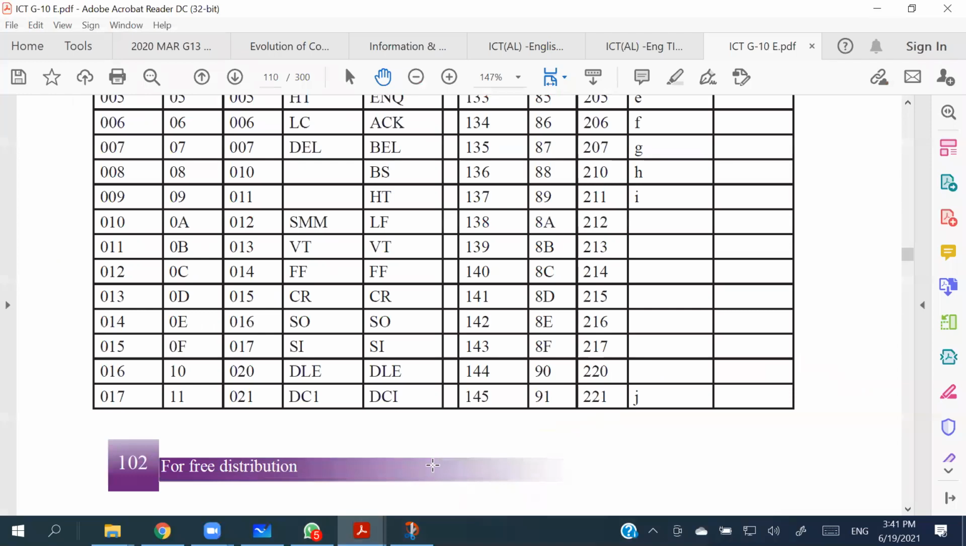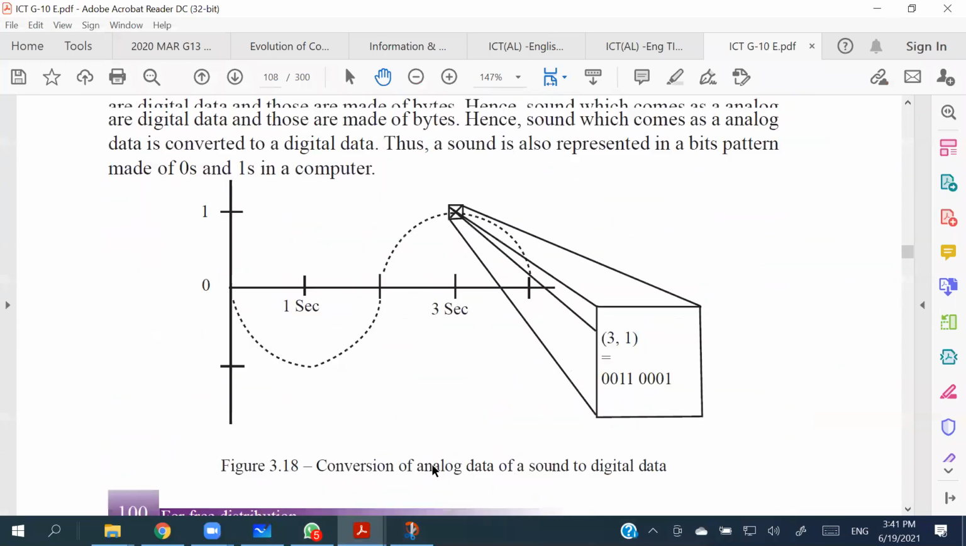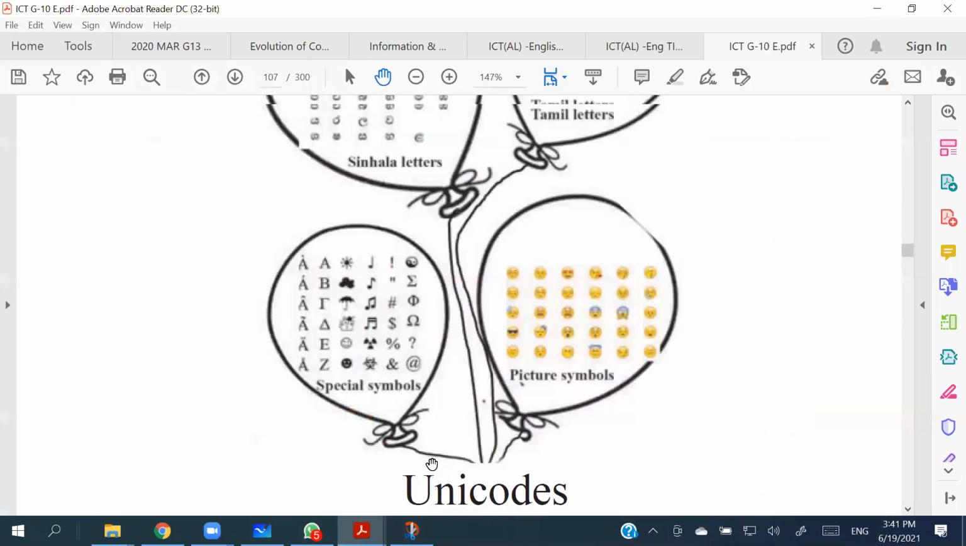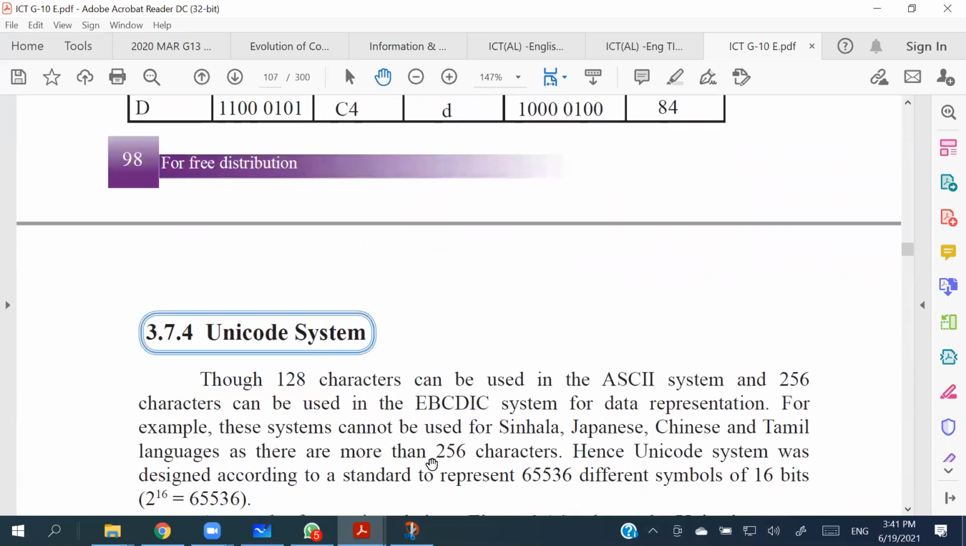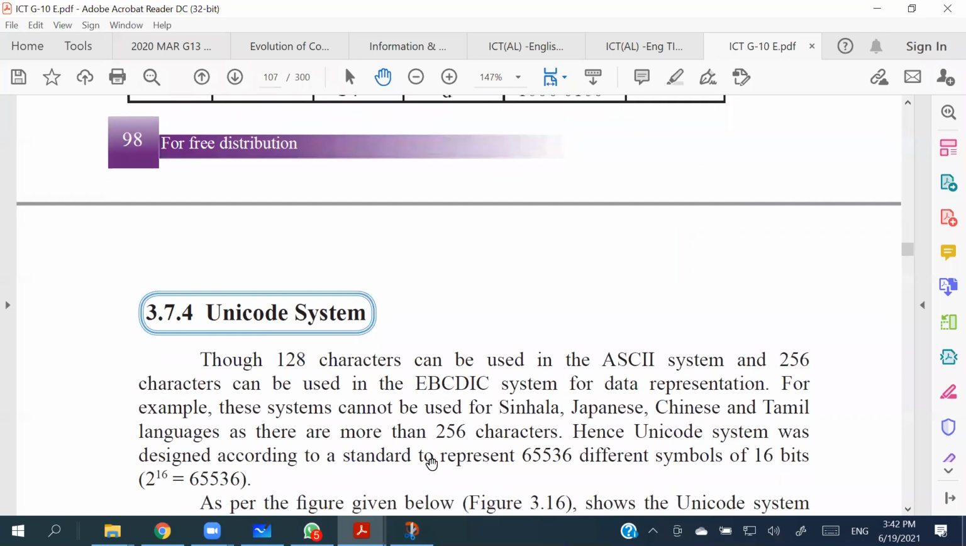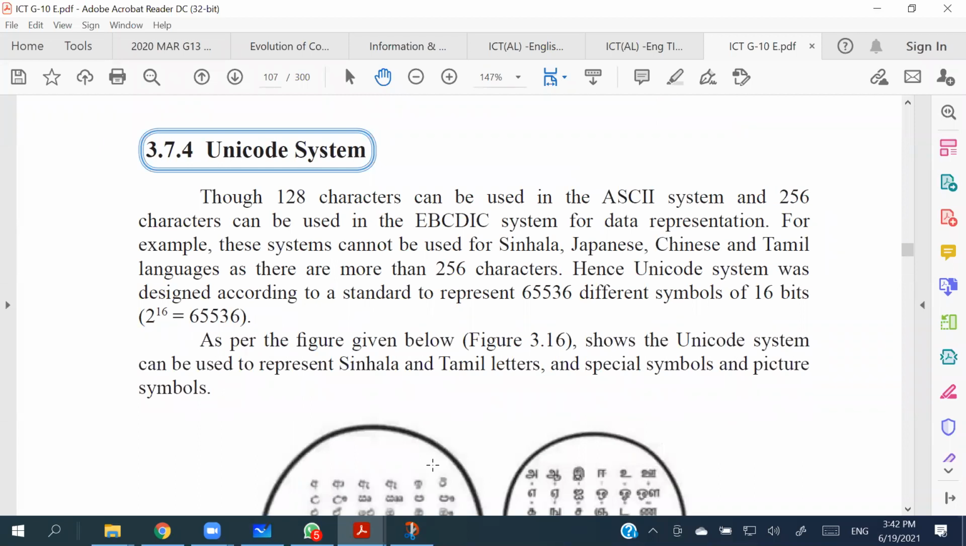So the very last one, which is the Unicode. Now, they have explained Unicode a little bit for you to understand how Unicode works. And I told you, Unicode is a representation method which uses 16 bits per one character. BCD uses 4 bits. In ASCII, it's 7 bits. In EBCDIC, we use 8 bits. In Unicode, we use 16 bits to represent it.